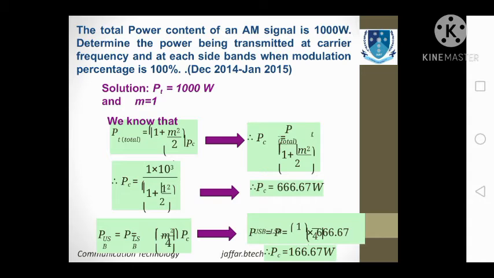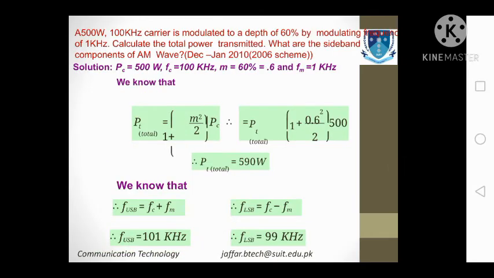666.67 watts are consumed by the carrier, which is not useful for you. And the remaining energy, or you can say power, was consumed by the upper side band and lower side band with the equal amount of 166.67 watt. So the 1000 watt was divided in the way that we just discussed. Let's go to another example.